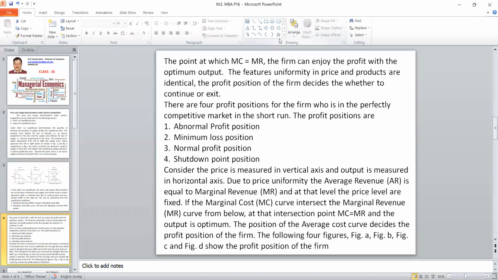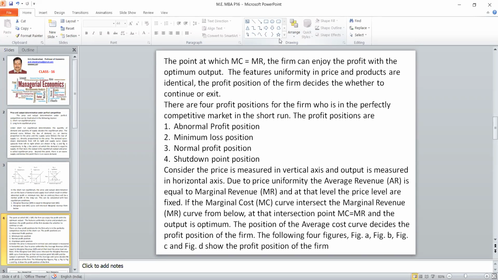Already in the last class, we have studied this because we discussed the shutdown point position. When revenue is more than the cost, that is, the average revenue is greater than the average cost, it is abnormal profit. When average cost is more than average revenue, it is minimum loss. When these two are equal, AR equal to AC, then it is a normal position. The unique feature of a perfect competitor is the shutdown point. That is, when average variable cost itself is greater than the average revenue, then he should shut down the business. He will get out from the market. That point is called the shutdown point, and that area is the shutdown area.